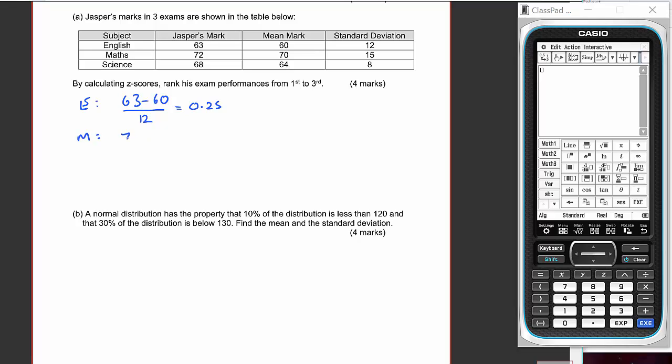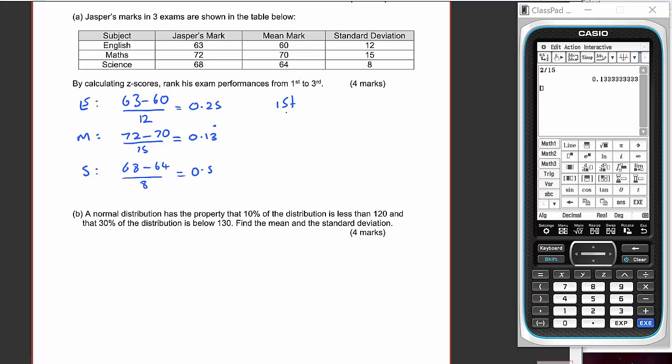For maths, that's 72 take away 70 divided by 15, so 2 divided by 15, 0.13 recurring. And then for science, he got 68 minus 64, divide that by 8, 0.5.